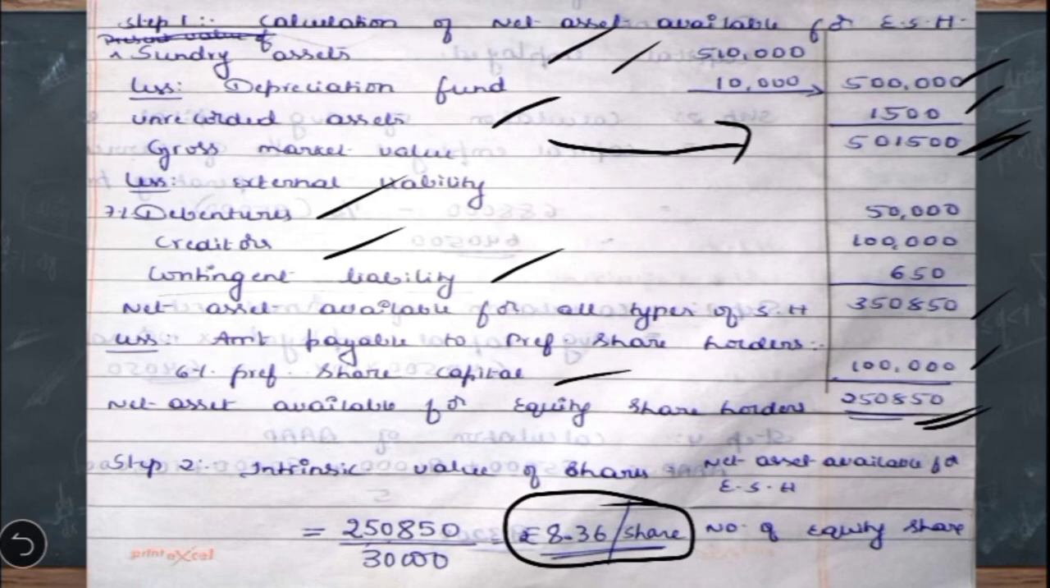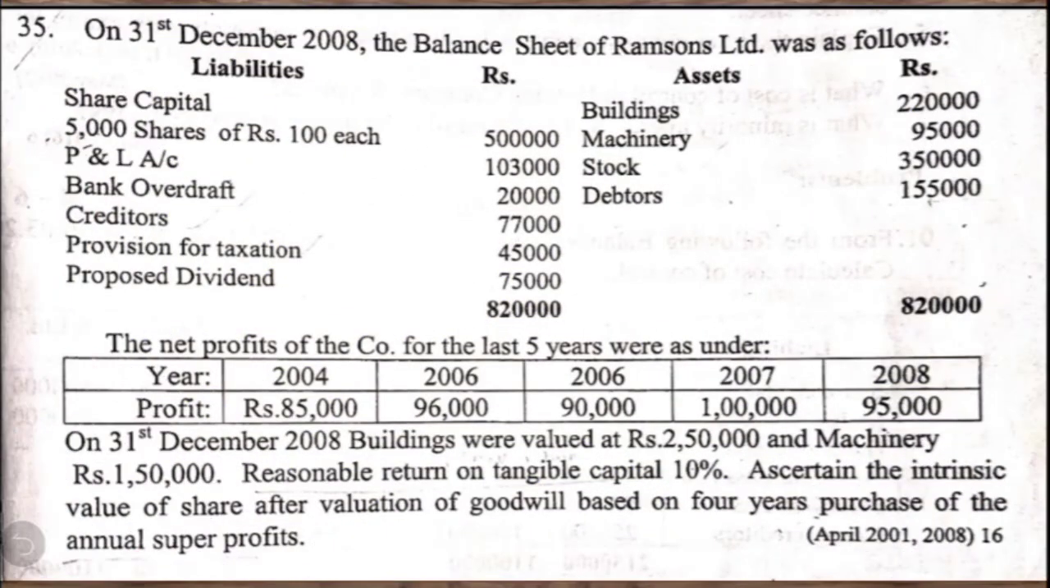Okay, then let us take up the second question. On 31st December 2008, the balance sheet of Ramson Limited was as follows. On the asset side, we find buildings, machinery, stock and debtors. On the liability side, share capital 5,000 shares of rupees 100 each, profit and loss account, bank overdraft, creditors, provision for taxation and proposed dividend. Here in this case, we do not have preference share capital, so only equity share capital is there.